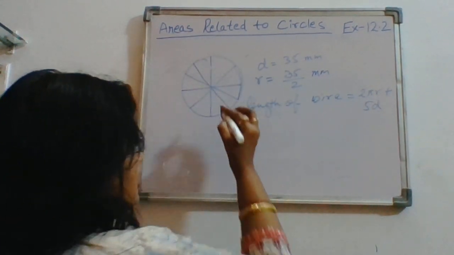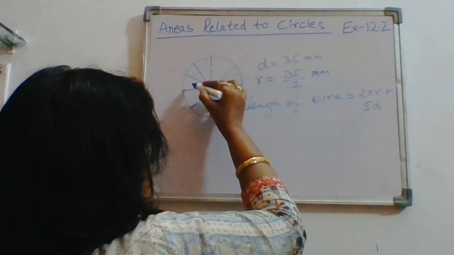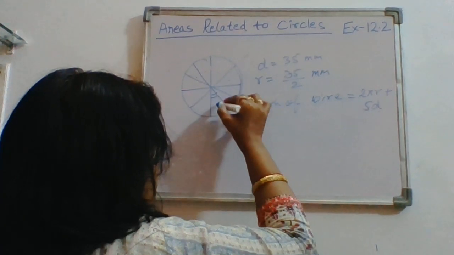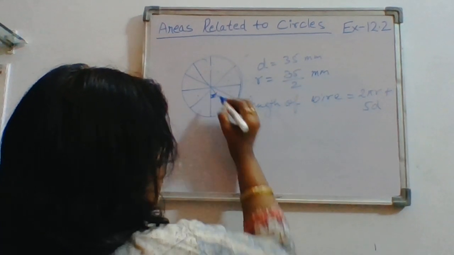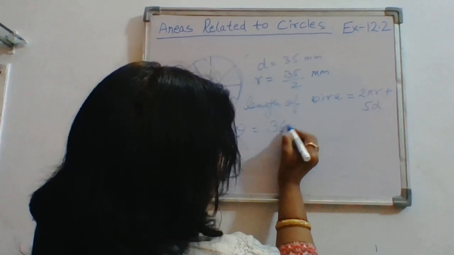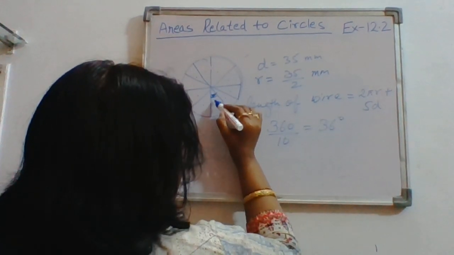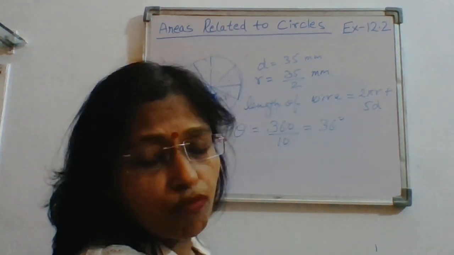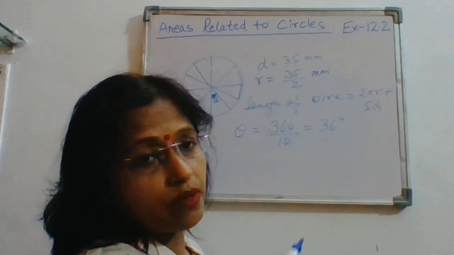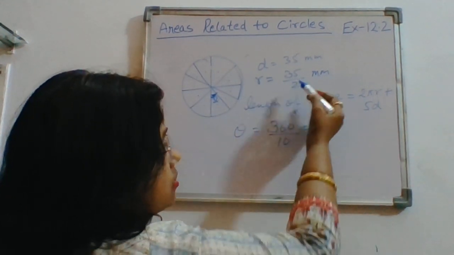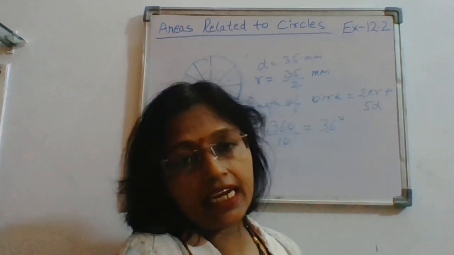And the area of each sector. With this 10 sectors. You can see that 1, 2, 3, 4, 5, 6, 7, 8, 9, 10. 10 sectors have been formed. So we can calculate the central angle. Theta will be equal to 360 upon 10. That is 36 degree. So you can calculate this area of one sector. Area of the sector will be theta upon 360 into pi r square. Theta is how much? 36. And radius will be 35 by 2. So you can calculate here the area of each sector.